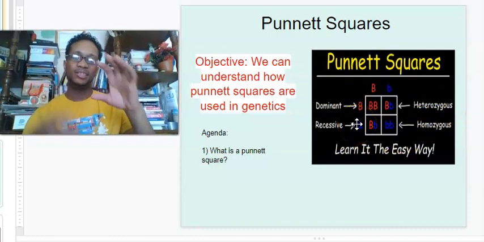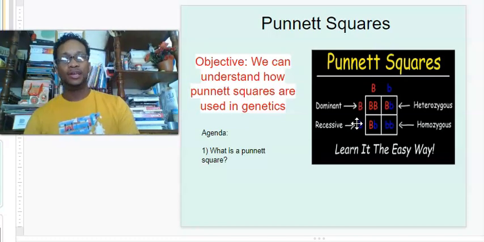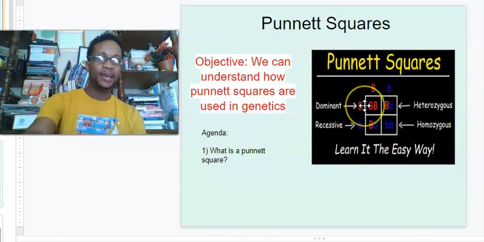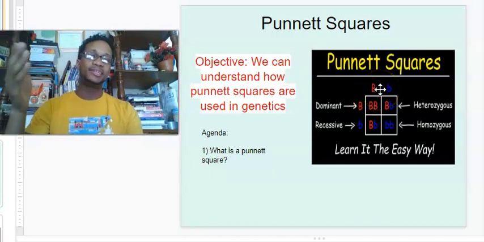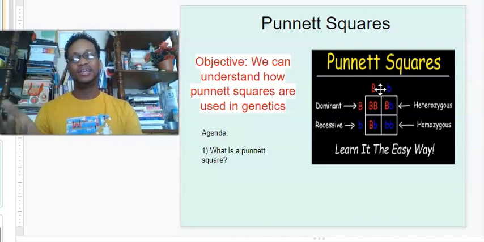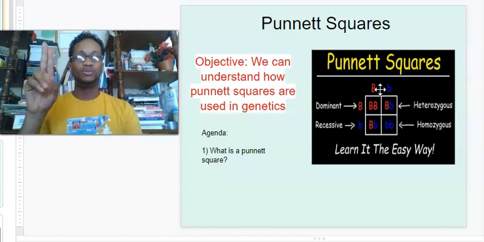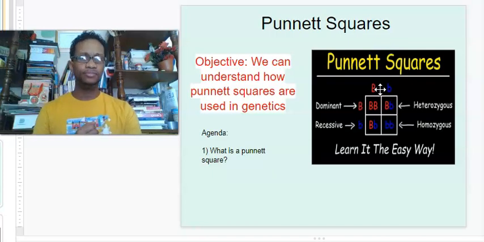Basically, it's a box that contains four inner boxes inside of it. As you can see here, they have different letters. The capital letters mean that it is the dominant trait of whatever trait you're talking about, and the lowercase letter represents the recessive trait, a trait that cannot be seen unless you have two of that recessive gene.